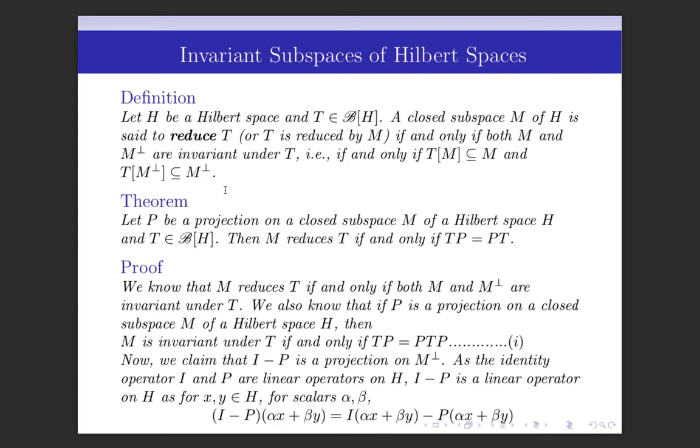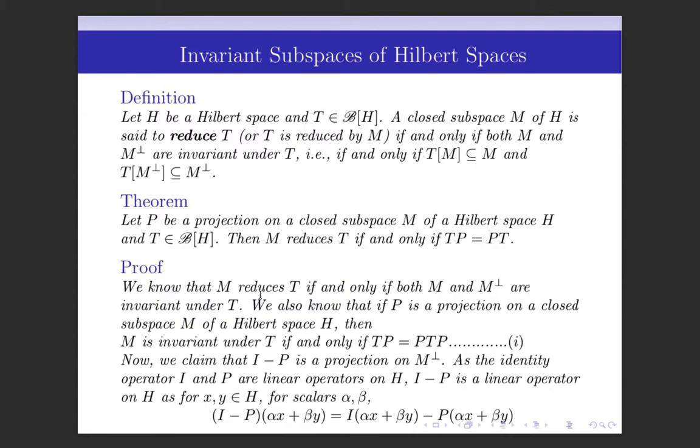Now we shall prove a theorem which states: let P be a projection on a closed subspace M of a Hilbert space H and T be a bounded linear operator on H, then M reduces T if and only if TP is equal to PT, that is, P commutes with T. Here it is given that P is an orthogonal projection operator on H whose range space is M, which is a closed subspace of H, and T is a bounded linear operator on H. Then we have to prove that M reduces T if and only if TP is equal to PT. Let us prove this theorem.